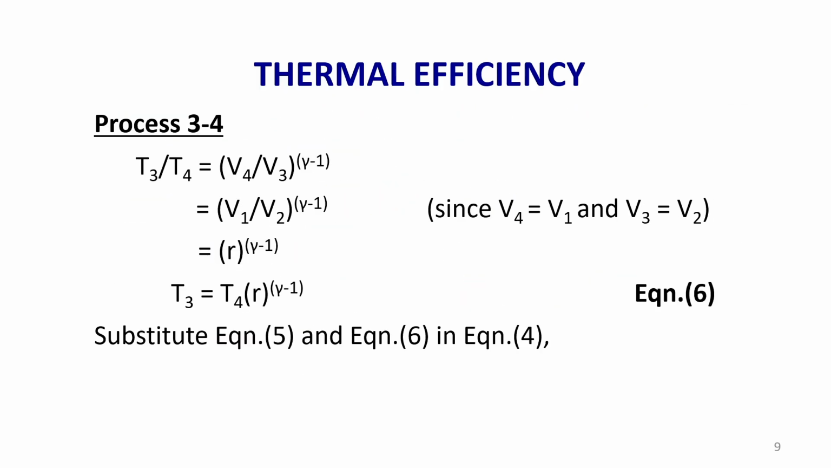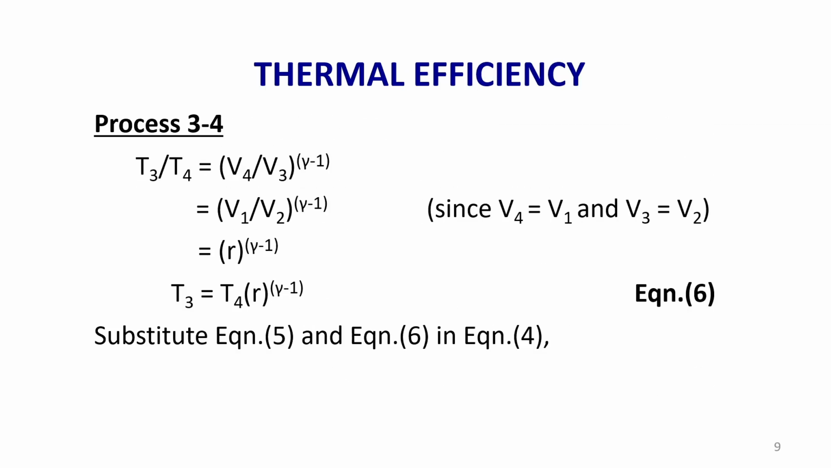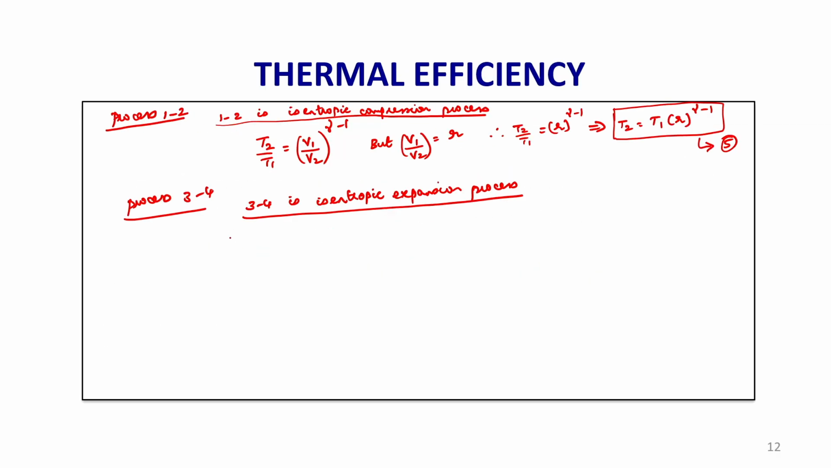Now, let us consider the process 3 to 4. Process 3 to 4 is isentropic expansion. This is compression, this is expansion. So, I will write the relation between T3 by T4. You can write T4 by T3 also. Similarly, here also you can write T1 and T2. The final answer is not going to change, interchanging these terms does not affect the final answer. So, T3 by T4, if it is T3 I will write V4, if it is T4 I will write V3, whole power gamma minus 1.